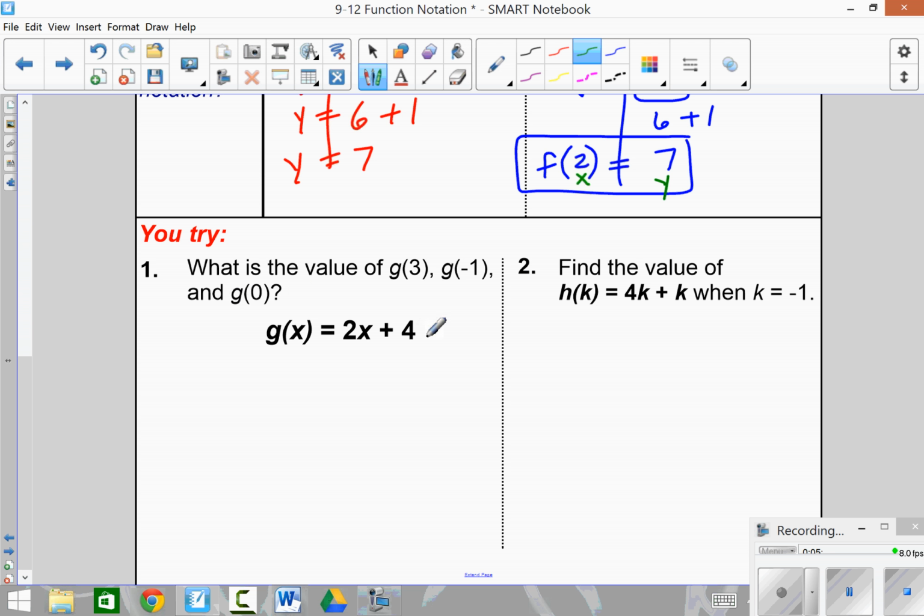So there's 3 different problems going on here. I want to know in this function, what is the function equal when the x is 3? What is the function equal when the x is negative 1? And what is the function equal when the x is 0? So let's do the first one together.